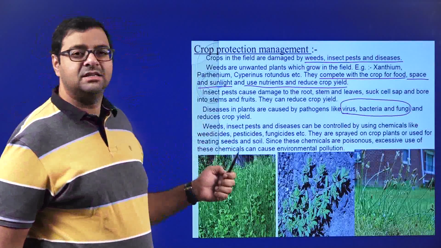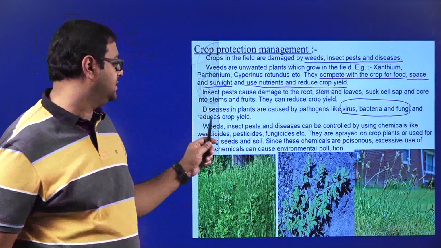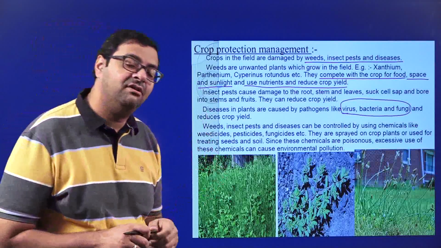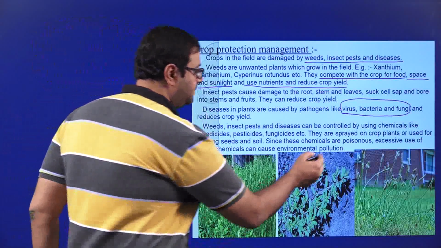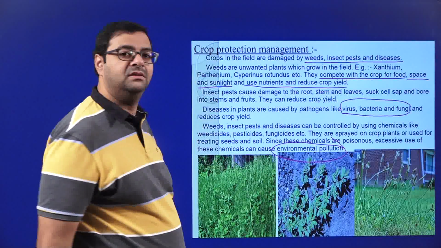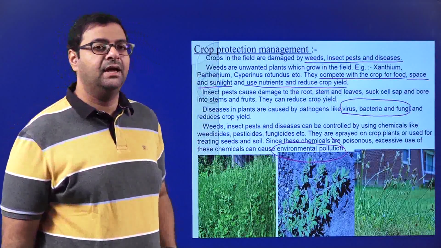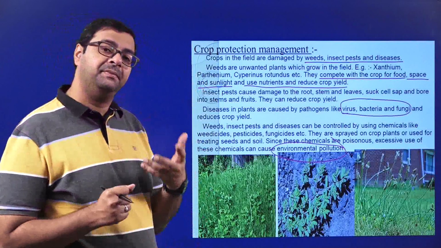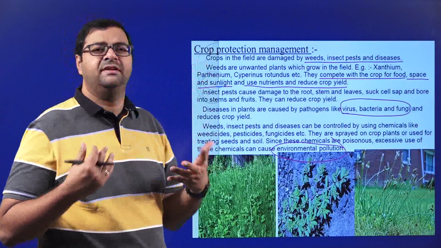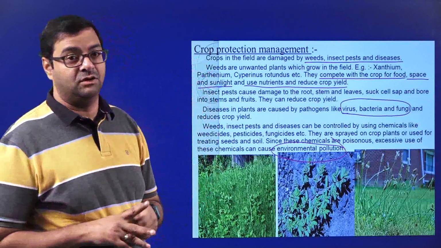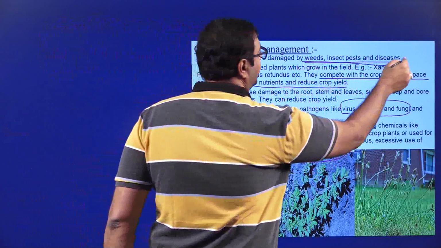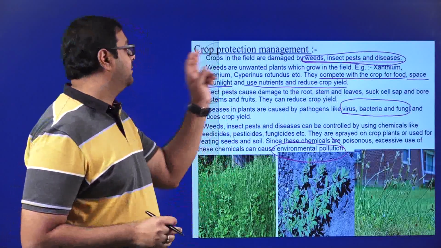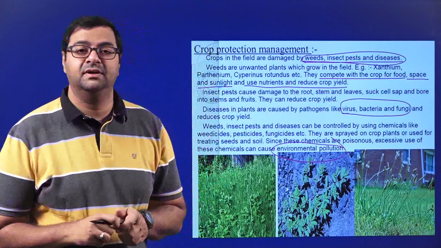So when they are sprayed on the crop plants or used for treating seeds and soil, care has to be taken that excess is not used. If an excess of the chemical is used, it can lead to environmental pollution, so we have to be very careful. Crop protection management is very important. It looks small, but it plays a major role, because when these occupy the space of the plant, the yield of the plant is reduced. So the protection of the crop is very important for the farmers.